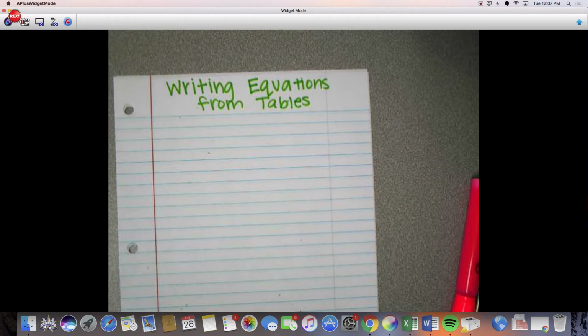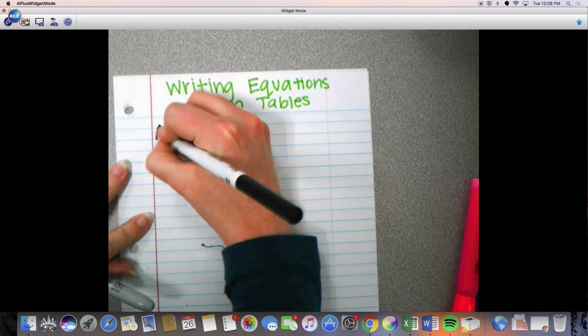Today, we're basically doing the same thing. We're going to look at a table, and we're going to determine what the equation, the y equals equation would be for that type of table and for the numbers in that table. So the first thing I want you to write is the word additive.